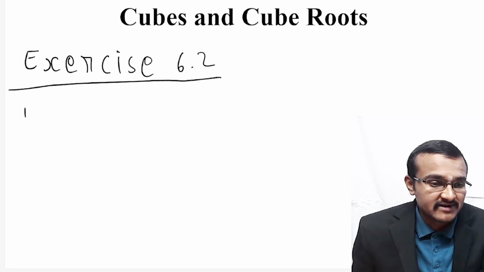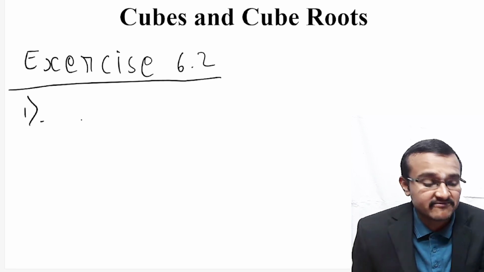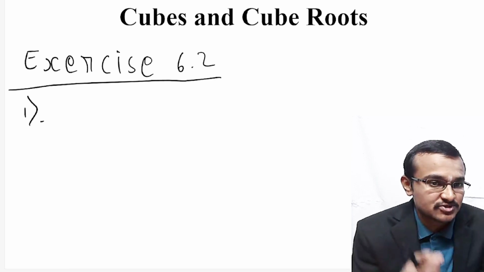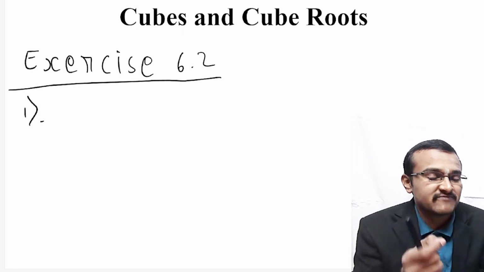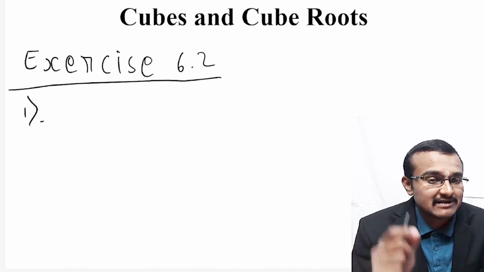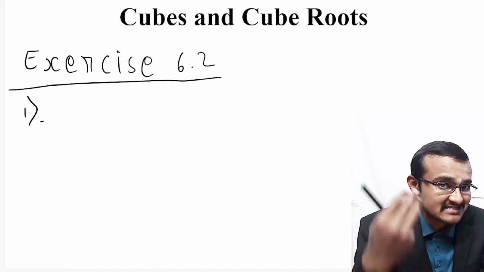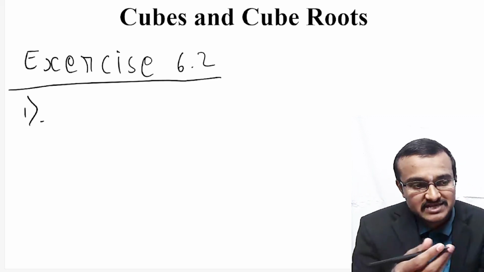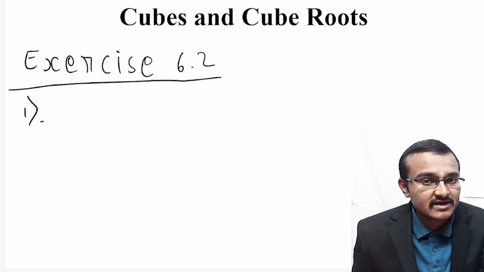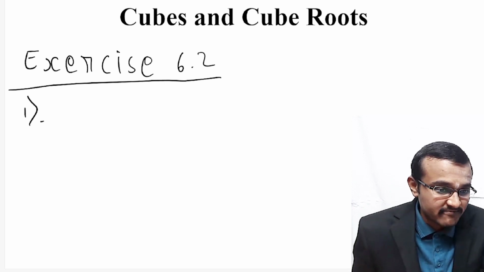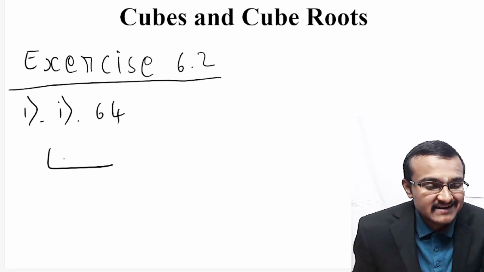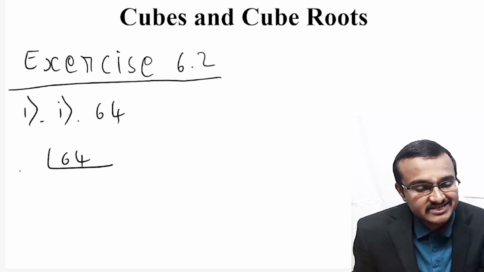So coming to the first question in this exercise 6.2, they have given 10 questions. In all these 10 questions, you have perfect cubes, and you should find the cube roots of them. So in that I'll solve 3 questions. The remaining 7 questions you can solve yourself, because I have taught you how to do prime factorization and find the cube root of a perfect cube number. So the first question is 64. You can do prime factorization and find the cube root of 64.